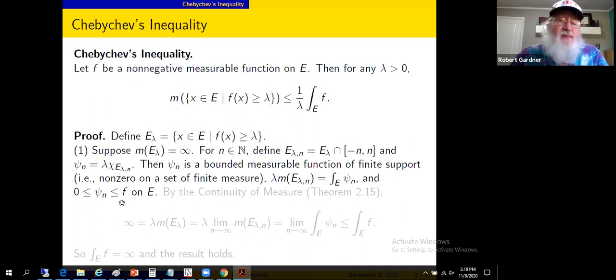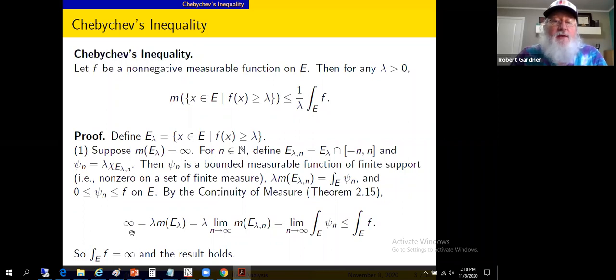And we've got psi sub n to be less than or equal to f. Where f is greater than or equal to lambda, we've got the psi sub n's being either lambda or 0. Where the function f may not be greater than or equal to lambda, we've got the psi sub n being 0. And remember, f was non-negative. So we do have this occurring throughout set E. Psi sub n is less than or equal to f and non-negative.